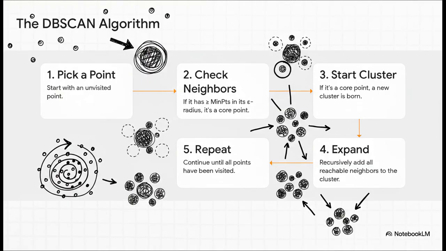The algorithm itself is actually pretty elegant. It just picks a random point that it hasn't looked at yet and asks, hey, are you a core point? If the answer is yes, boom, a new cluster is born. Then it starts expanding that cluster by grabbing all of its neighbors, and then their neighbors, and so on. It just keeps doing this until every single point has been checked.